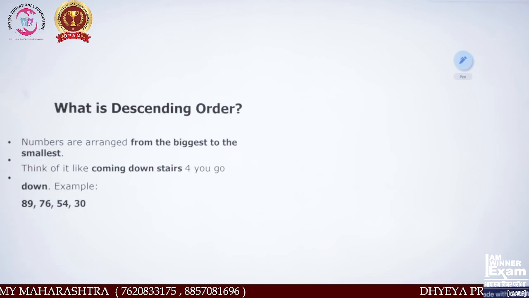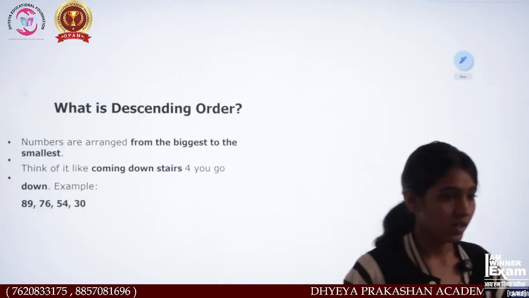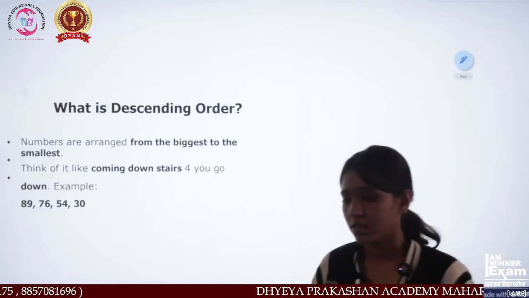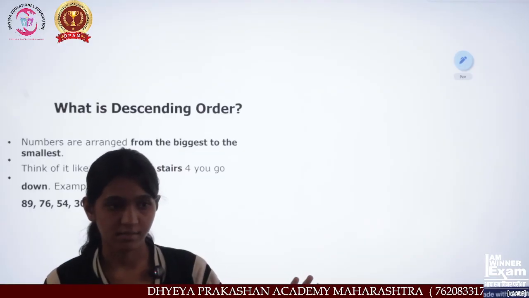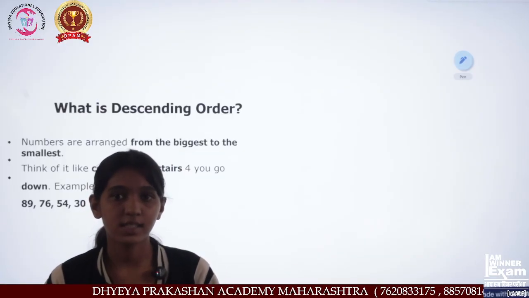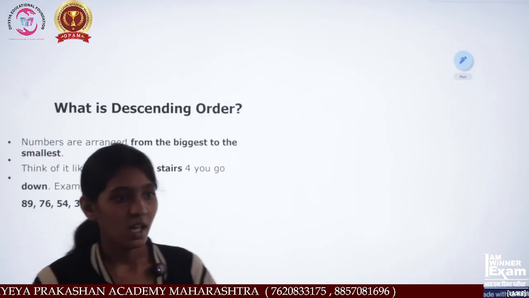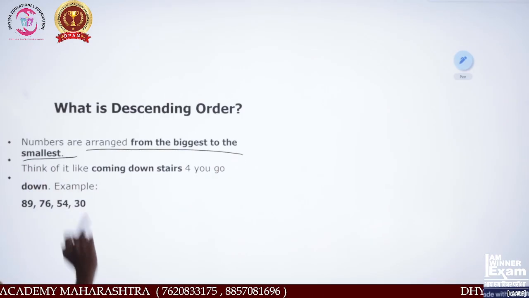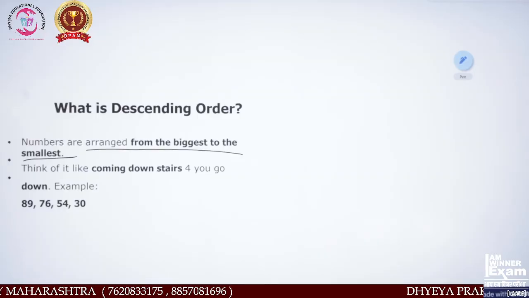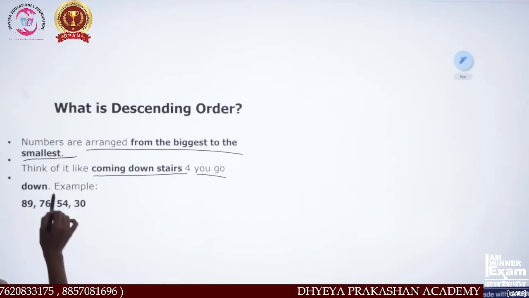And what is descending order? Descending order is exactly the opposite of ascending order. As we know, ascending order is smallest to biggest, but descending order is biggest to smallest. Numbers arranged from the biggest to the smallest are in descending order. Think of it like coming downstairs, you go down.